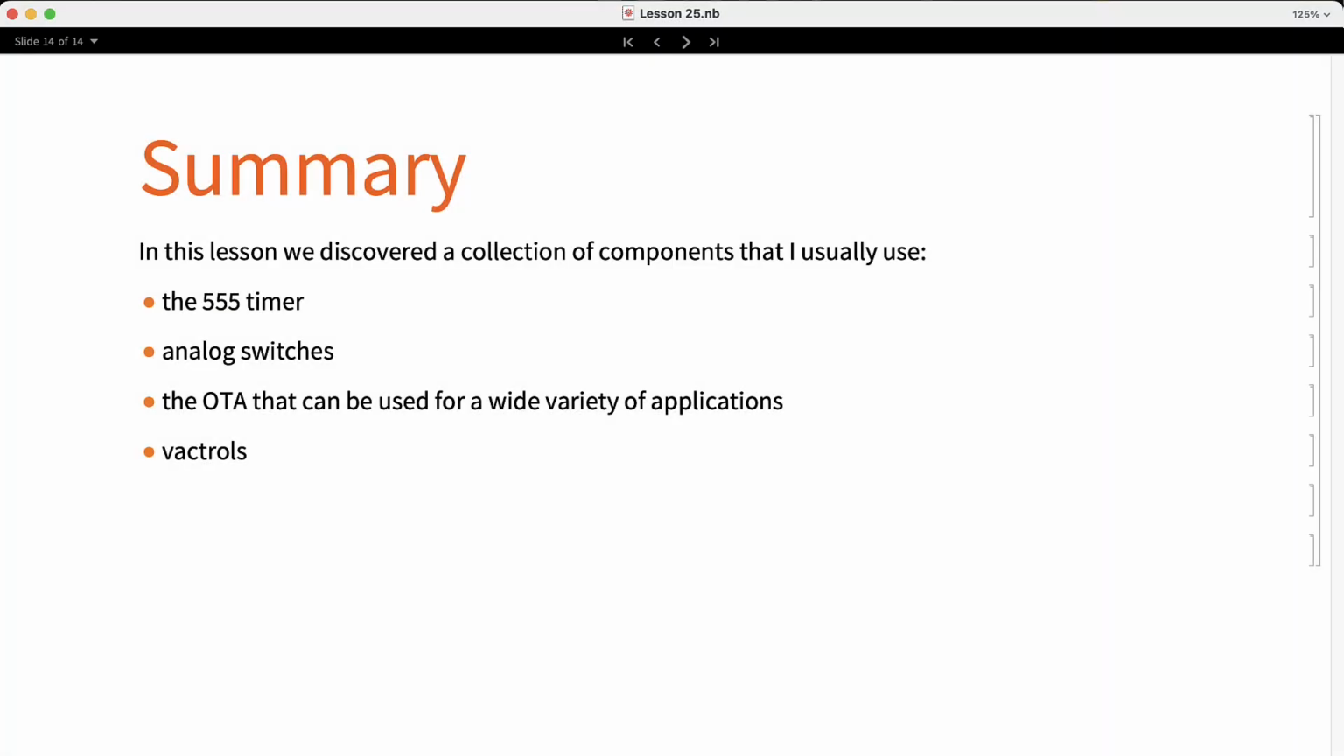As a summary for this lesson, we discovered a collection of components that I usually use when building synthesizer circuits. We had a quick overview of the 555 timer, which has entire books written about their applications. We learned a few configurations available of analog switches that we can use to control the flow of signals. We learned my favorite IC, the OTA, which has many applications in synthesizer circuits. Last, we learned vactrols, which are components that can be used in place of potentiometers in order to control them with a voltage.